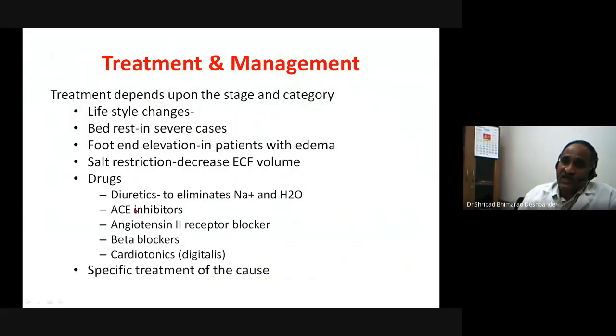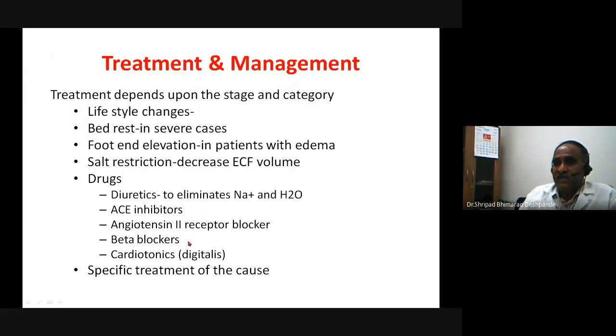Then use ACE inhibitors and angiotensin 2 receptor blockers, either of them, because they have a similar effect. One blocks the receptor, the other blocks the synthesis, the formation of angiotensin 2. So now that would try to diminish the preload and afterload and the remodeling, so that may be useful.